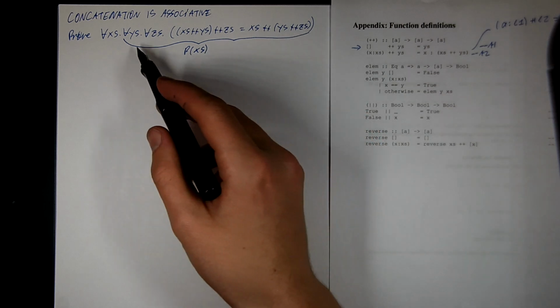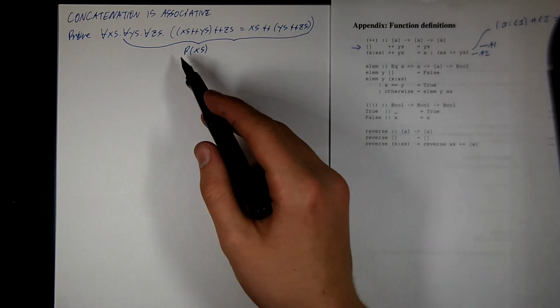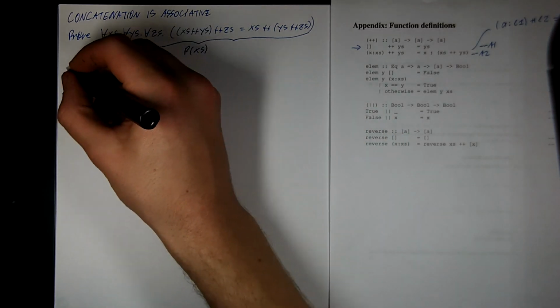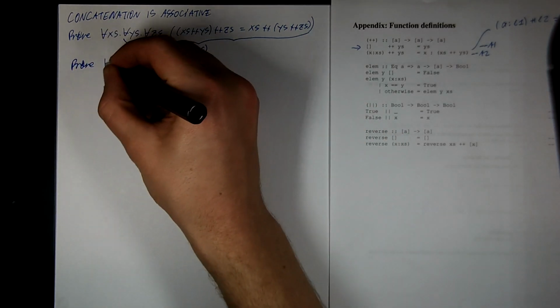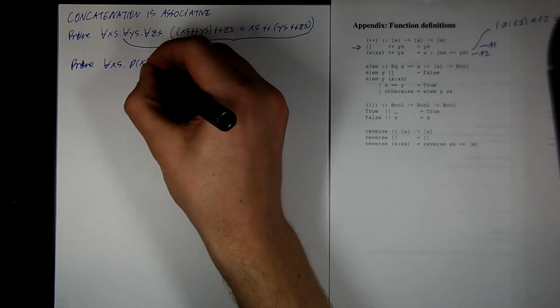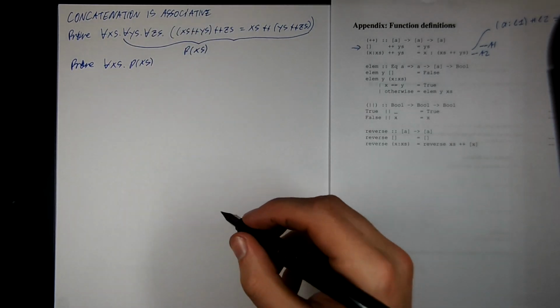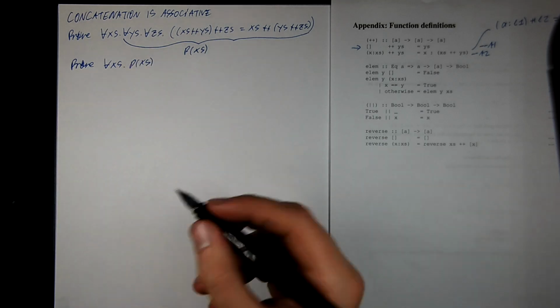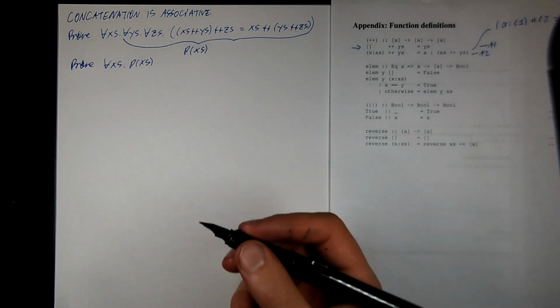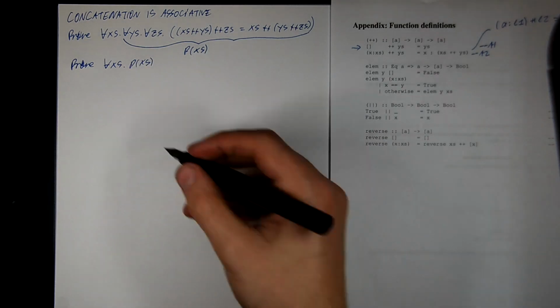So that's our goal. We know this entire statement here in the middle is P of xs. So we want to prove for all xs, P of xs. Okay, so how are we going to do that? We did the same as we did before. We have to prove it for the base case, which is the empty list, and we have to prove it for the step case.